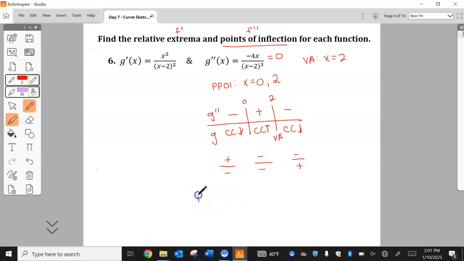So then my points of inflection are going to be where your concavity changes. So at 0, and yes, the concavity changes at 2, but 2 is a vertical asymptote, meaning g of x is undefined at x equals 2. So that can't be a point of inflection because there is no point there.